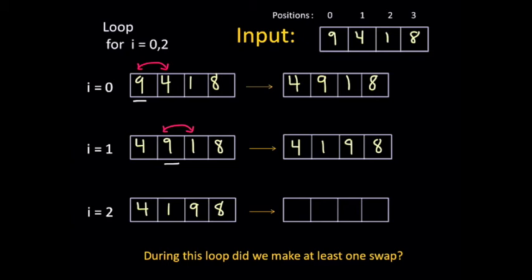Our current position is at position 2, and we ask, is the value at our current position, 9, greater than the value at the next, 8? Yes, it is, so we swap them. So now our list is 4, 1, 8, 9. Now that we've looped through each position but the last, we ask ourselves, have we made at least one swap during this? And yes, we have. We've made a swap on each iteration of the loop, so we have to do it all over again.